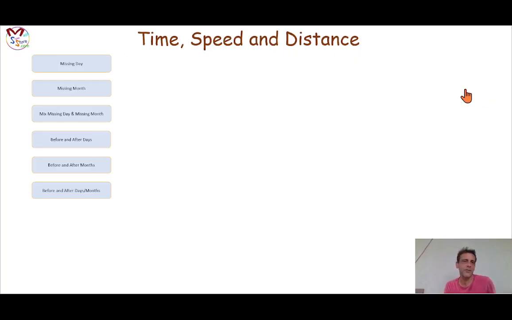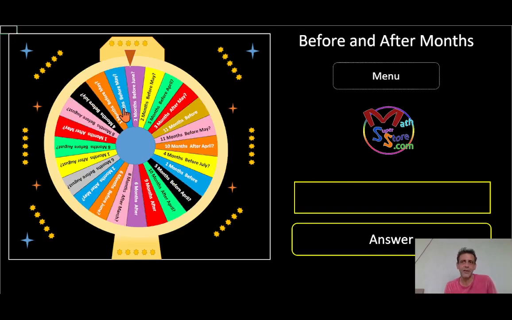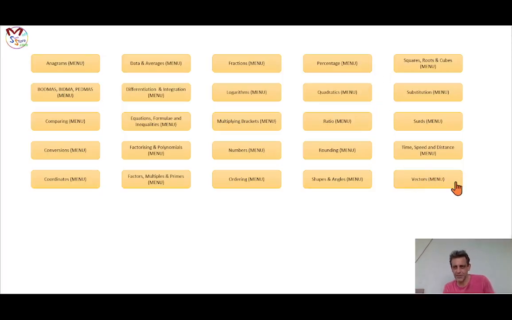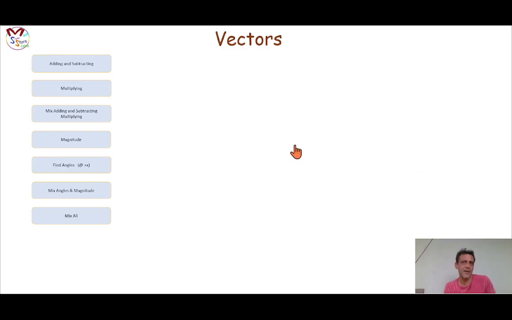And we've got a calendar menu as well. We have the missing day, the missing month, and mix these two. Before and after days, which is 3 days after Tuesday, and before and after months, 2 months before February, and we can mix them. So if we choose this, we'll just get a question, and we've got 1 month after August, September, and then we can go to the menu, and the last one is vectors.